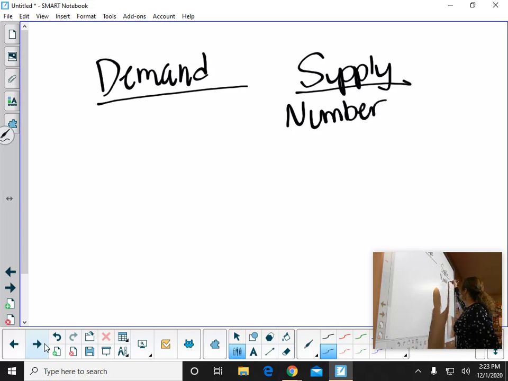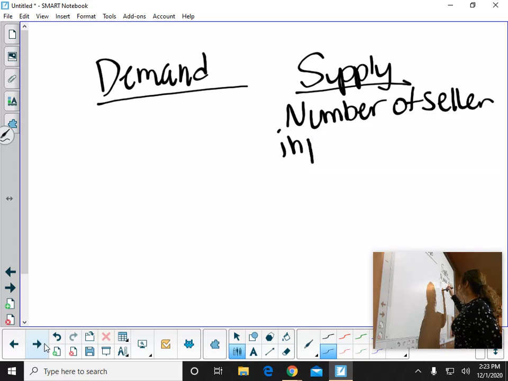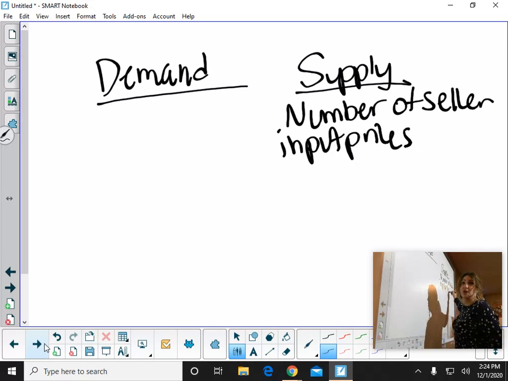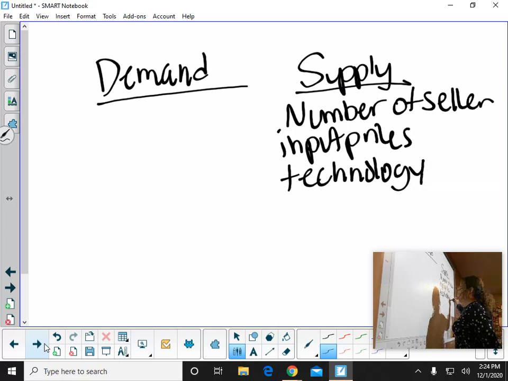The number of sellers, that's going to affect supply. Input prices, which is the prices of resources. If chocolate chips are cheaper, you can supply more chocolate chip cookies. Technology, and that's the technology in the production of it. Not just like, oh, there's a new phone out, but the technology in how we make those phones.